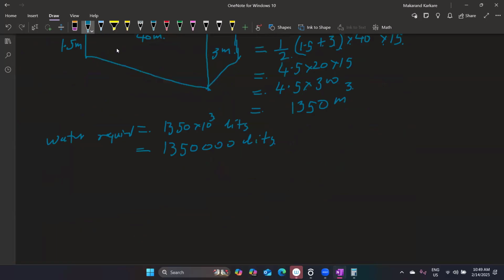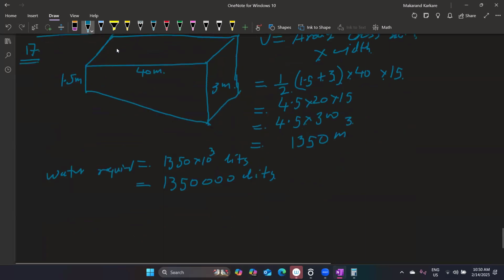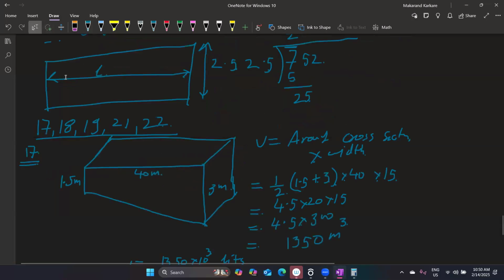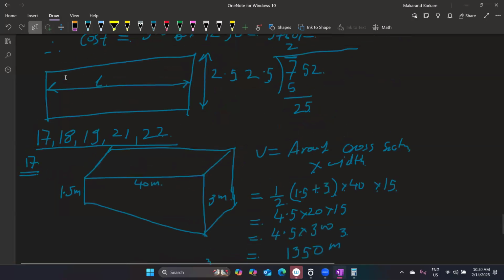Sir, what is 50? 15. 15 is the width of the tank. So they haven't given that anywhere. Oh, okay. That is why I just added that dimension. That's going to be 15. This is 15. Okay. So what they have given is the cross section and 15 is the width of the tank.